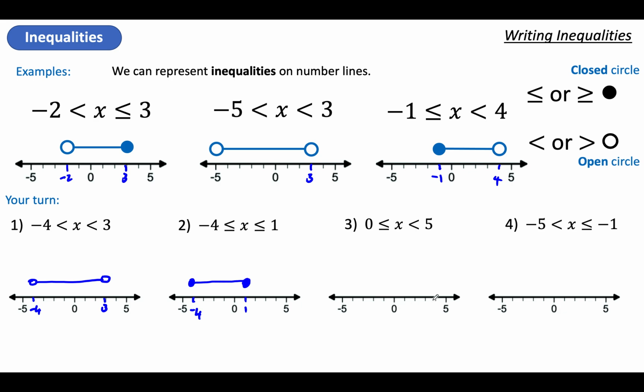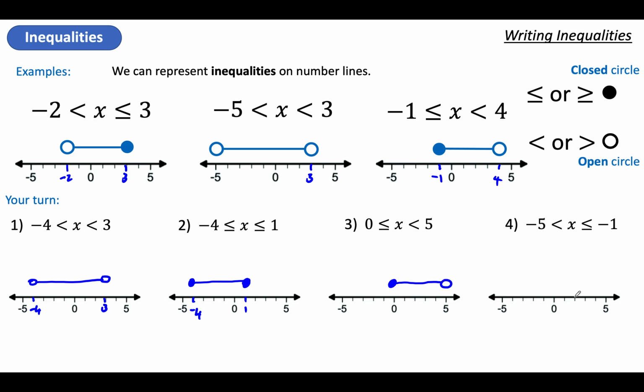Okay, 0 is my first number, 5 is the second. Now 0 will have a closed circle because x is bigger than or equal to 0, but at the other end it will be an open one because it's less than 5, doesn't include 5, and a line across.